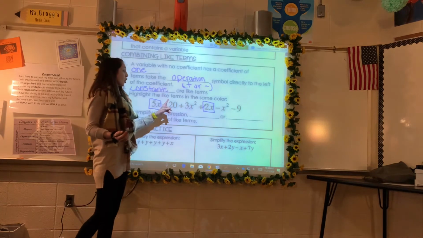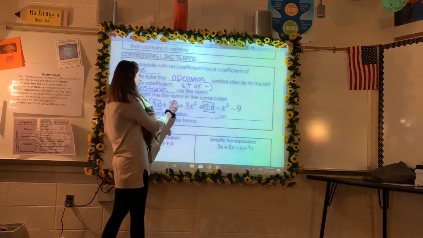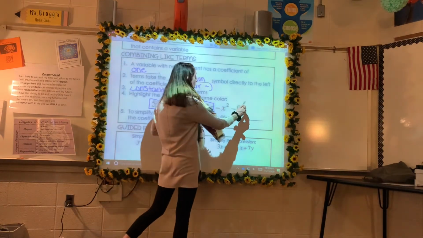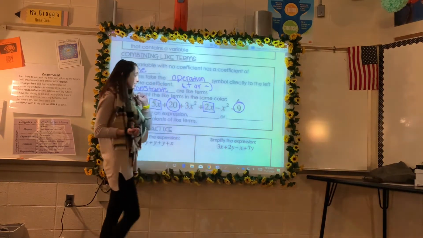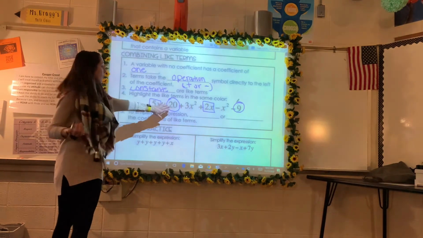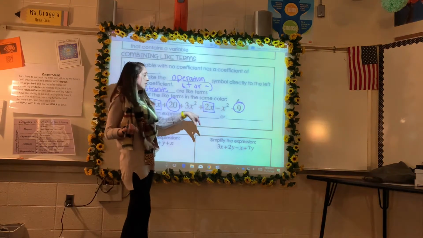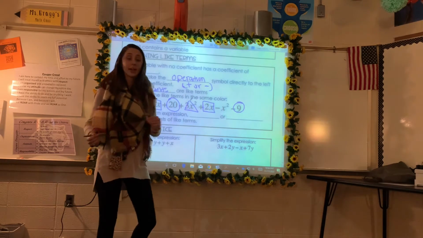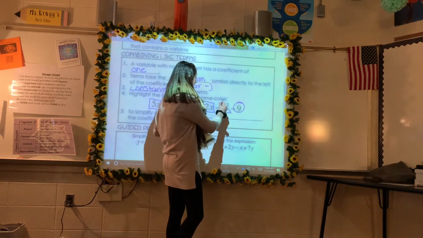We're moving on. Remember, it also said constants are like terms, so we want to see what is like that 20. We're going to circle it. Hopefully we're aware that 9 is the other constant. And then we want to look at this one. We have 3x squared. We're going to put a triangle over this. What else is like that x squared? In this case, just the x squared is like it.